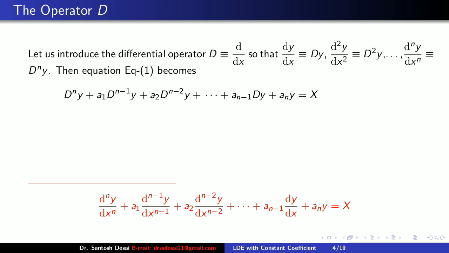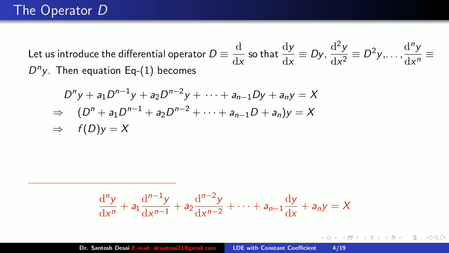Now we simplify this equation. First I take y common and rewrite the remaining terms as it is. So we get second step. Now in this second step, the bracketed term is a function of D. So therefore I replace this bracketed term by f of D.